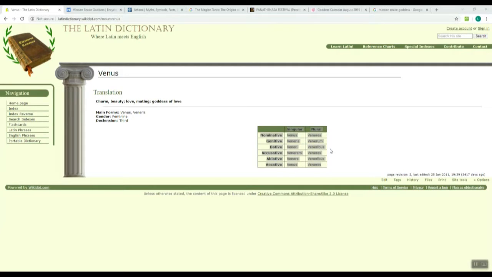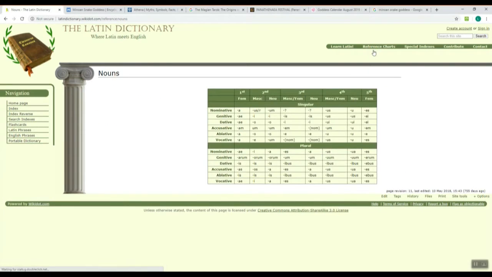Let's see if we can just remember certain things. Take a good look. We can go back and forth. So let's go and see the reference charts for nouns. US, ES for plural. If it were a feminine noun, it normally ends in A. The genitive is this and the dative is this. If it's masculine, it ends in US, like Venus. If it's the genitive, it ends in the I. The dative is the O.